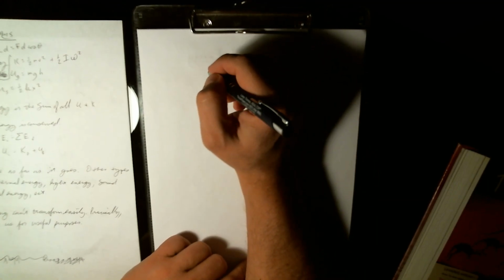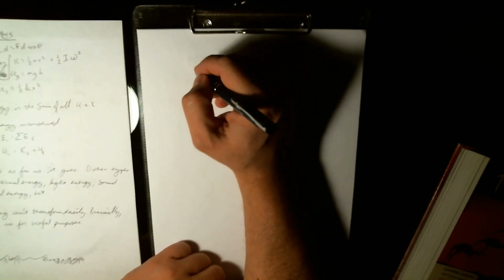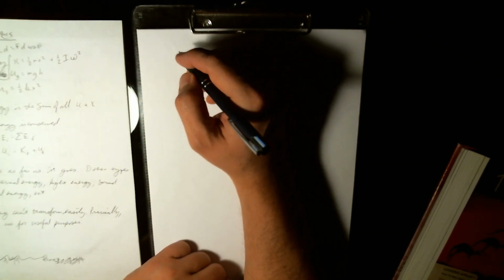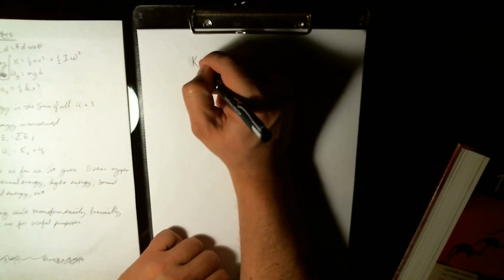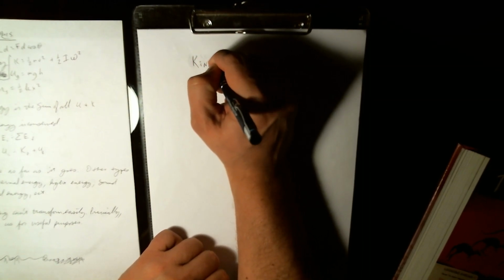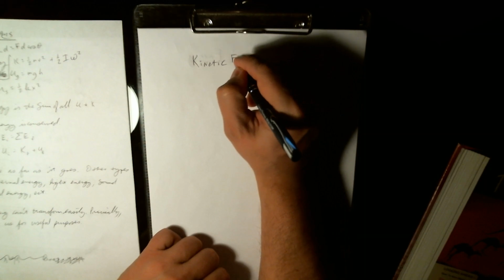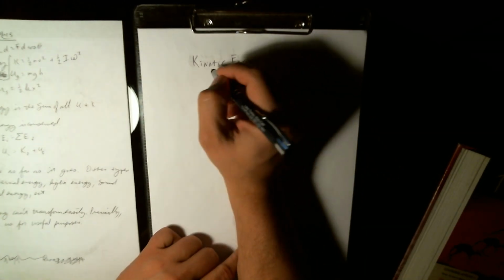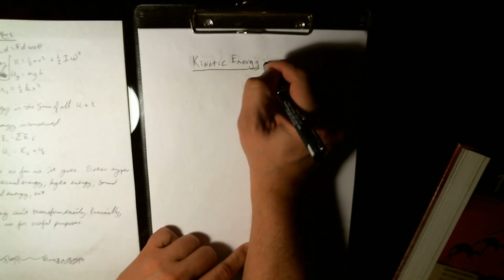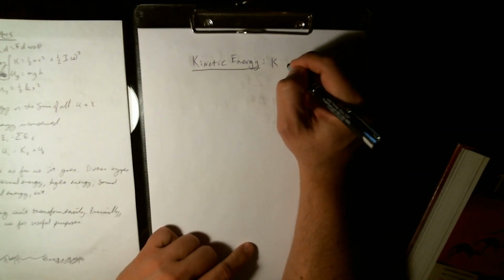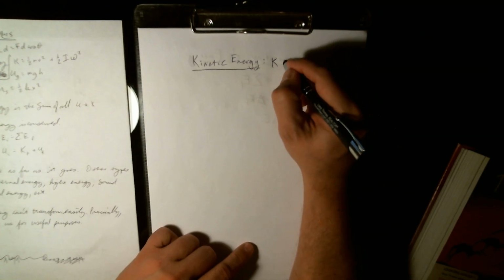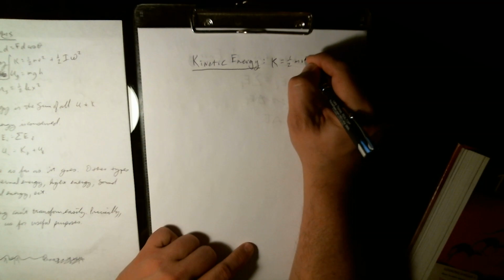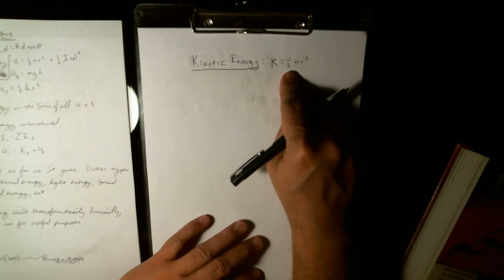First thing I want to remind you is last year we learned about a couple different types of energy. We learned about kinetic energy. Kinetic energy is the energy of motion, and the symbol for kinetic energy is capital K. Kinetic energy is equal to 1/2 mv squared if you're going in a straight line.